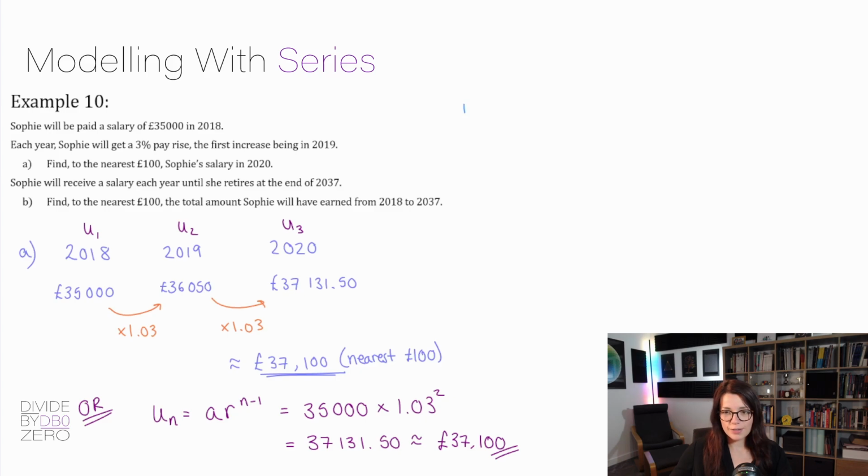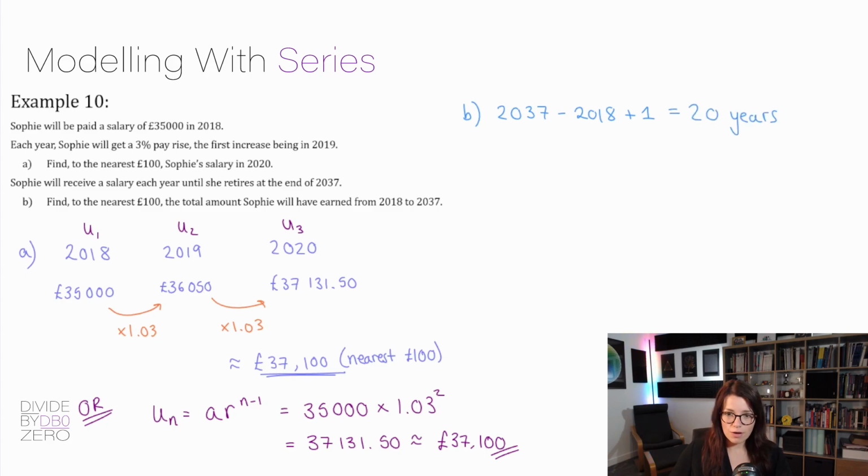Part B, it says Sophie will receive a salary each year until she retires at the end of 2037. Find to the nearest £100 the total amount Sophie will have earned from 2018 to 2037. So first things first, how many years does that cover? To work this out, you want to do 2037, take away 2018, and then plus 1. That bit's important to make sure you're including the year 2018, and that will be 20 years.